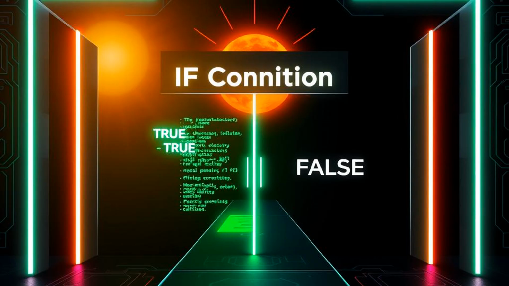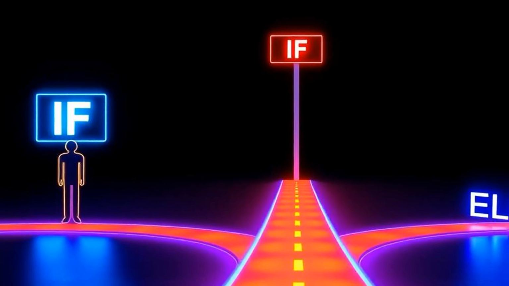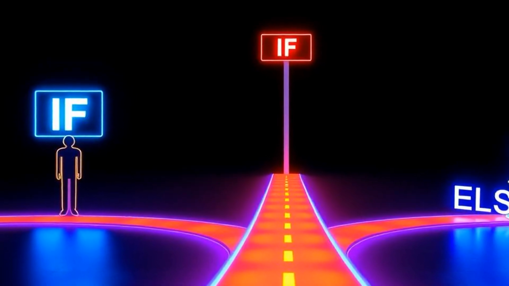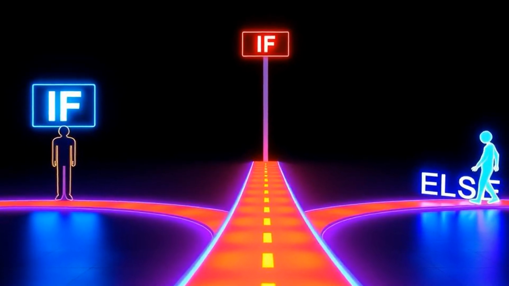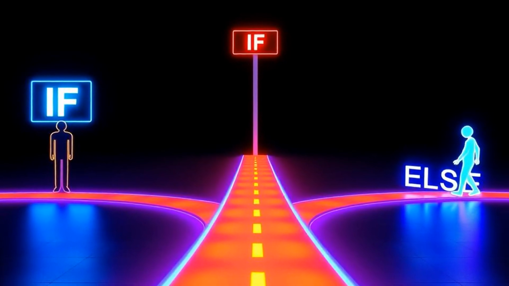At its heart, an if statement allows a block of code to be executed only if a specified condition evaluates to true. Think of it as a single gatekeeper. If the condition passes, the gate opens and the code inside proceeds. Otherwise, the gate remains shut, and that specific block of code is entirely skipped.